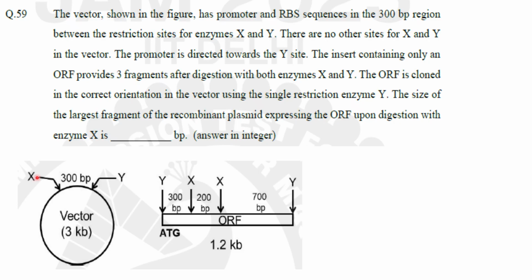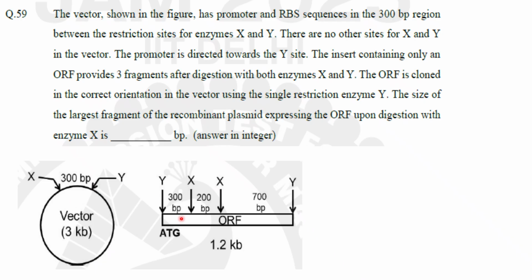So if you digest the vector with X, it will just open up. If you digest the vector with Y, again it will open up, or I can say it will form single stranded. The promoter is directed towards Y. So the promoter will be somewhere over here near X, directed towards Y. Okay. The insert containing only an ORF is provided. So this is the insert ORF, open reading frame, that you have to insert into this vector.